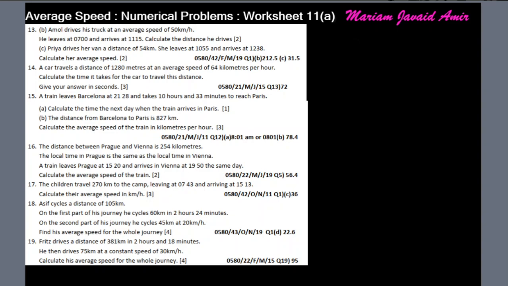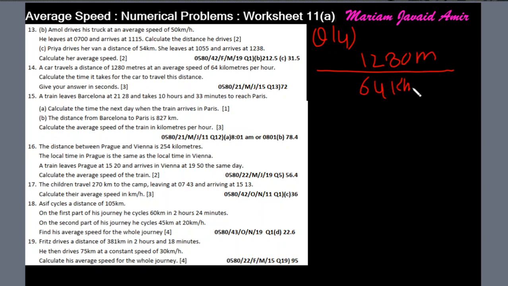Question 14. A car travels a distance of 1280 meters at an average speed of 64 kilometers per hour. So there's a unit conflict, kilometers per hour and meters. Calculate the time it takes for the car to travel this distance. Give your answer in seconds. Another unit conflict, we'll have to go from hours to seconds.